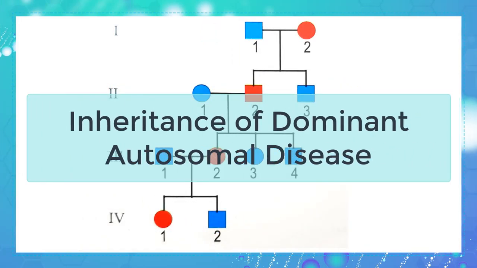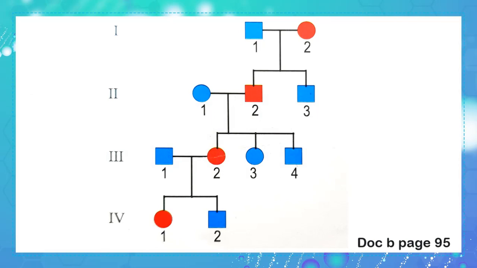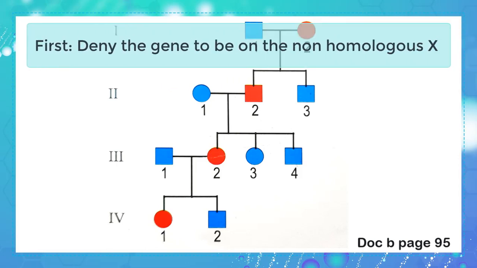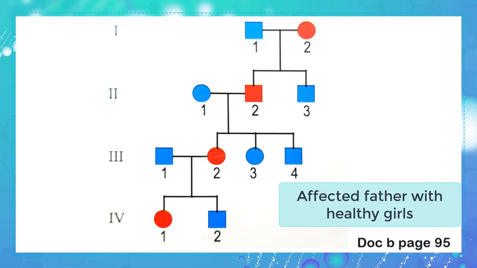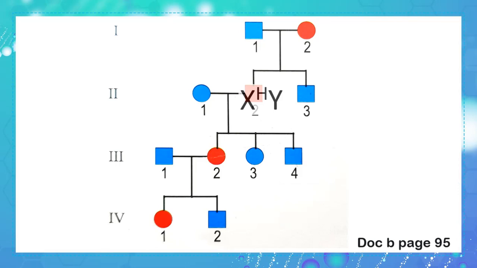Now, when it comes to a dominant autosomal disease, like Huntington, shown in this pedigree, you will follow the same strategy as well, only the examples you take from the pedigree will be different. In case of a dominant disease, to deny that the gene is linked to the non-homologous part of X, search for an affected father with healthy girls. Since the affected father will have the genotype XHY, the father will certainly pass XH to all his daughters that will be affected. But in this pedigree, the healthy female 3 of the third generation has an affected father, which suggests that the gene is not located on the non-homologous part of X.